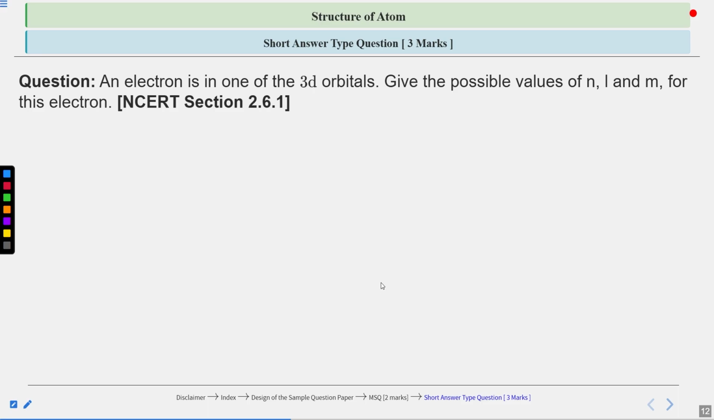An electron is in one of the 3d orbitals. Give the possible values of n, l, and m. Now you have to write each and every possible value for m. So this is basically what? This is your magnetic quantum number represented by m. Your time to solve this question starts now. Your time is up.